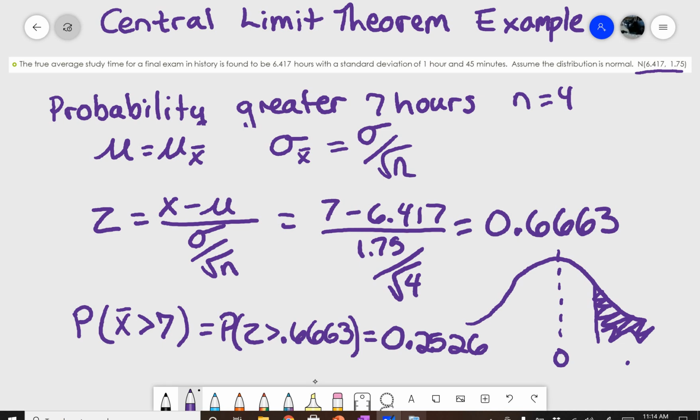Now, if you remember back to the first question where it was just one person for 7 hours, that probability was 0.3695. So our probability went down, and hopefully that makes sense because 7 hours is above the mean, and so therefore getting a mean of 4 people, getting 4 people whose average is 7 hours is less likely than just getting one person whose study time is 7 hours. So getting the 4 people to average to 7 hours is less probable than just getting one person who studied for 7 hours.